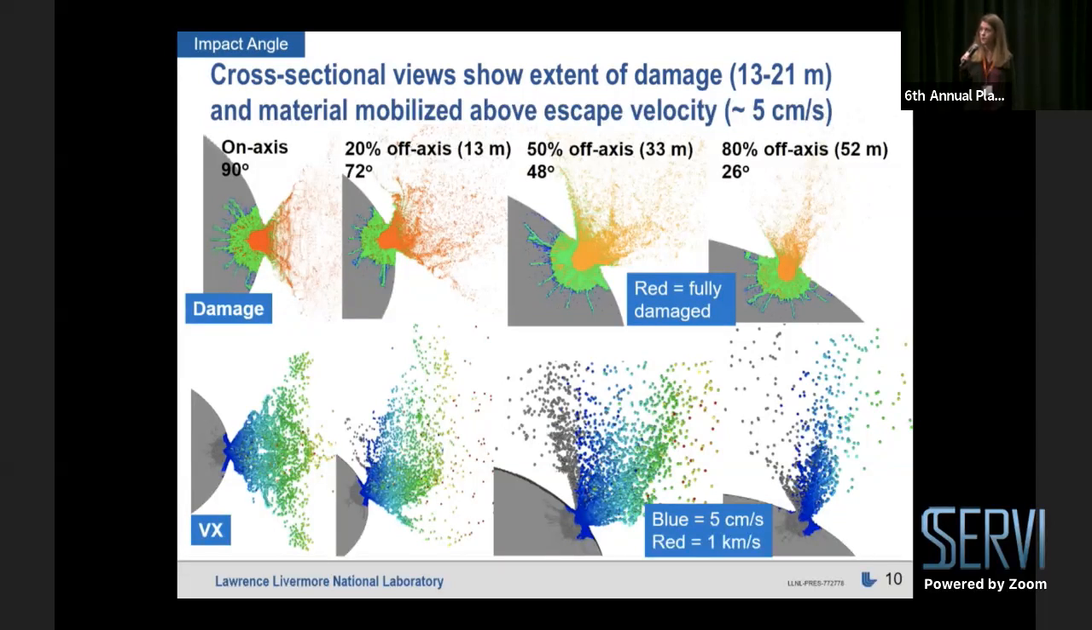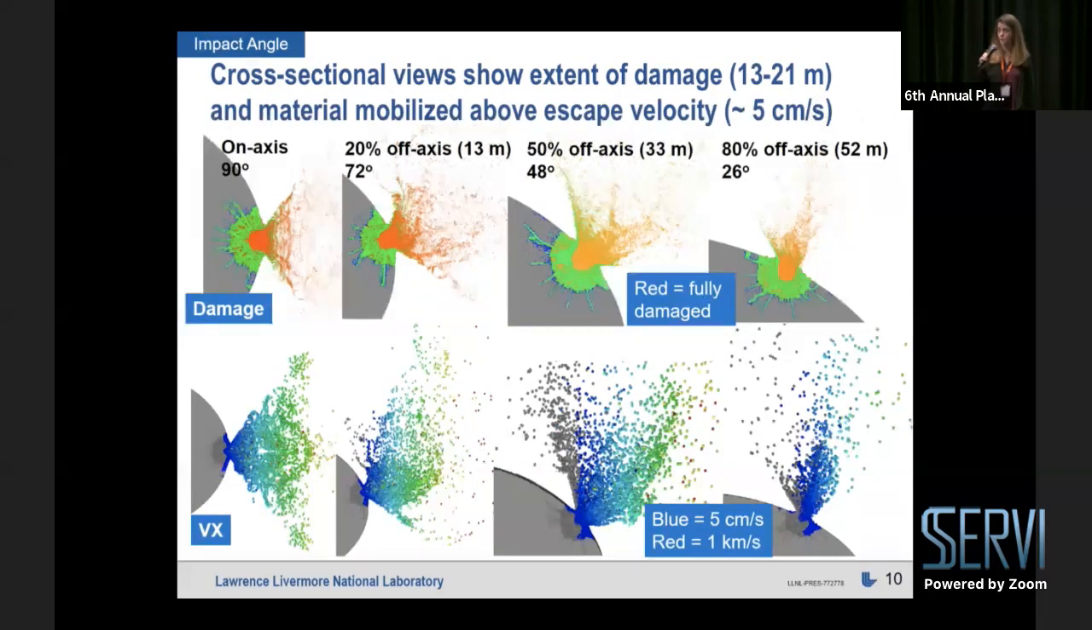And on the bottom, you can see all of the velocities of ejecta particles in the x direction. So that's material that's pushing in the preferred direction, the direction that we're trying to push the asteroid in. The approximate escape velocity is 5 centimeters per second. So we've shown everything that's 5 centimeters per second or larger. Some of the fastest moving material is about 1 kilometer per second. That's in red. Some of that's outside the frame here. And at the low end, you're seeing blue material pushing at 5 centimeters per second.